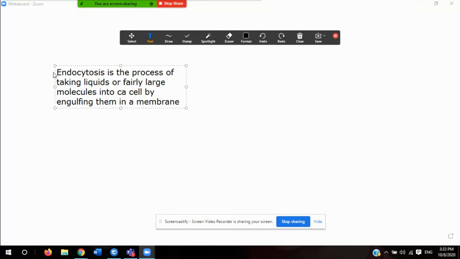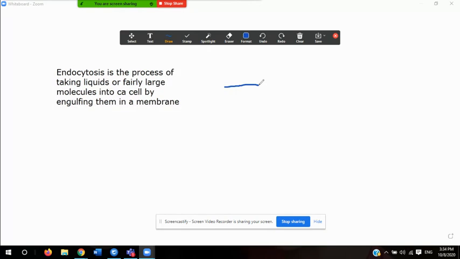So basically, endocytosis is the process by which molecules are taken into the cell. It's literally like ingesting molecules, mainly liquids or very large molecules. Basically what happens is that they reach the receptor, and let me see if I can illustrate what happens here. Very simple.